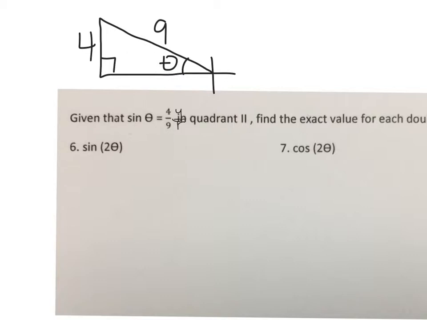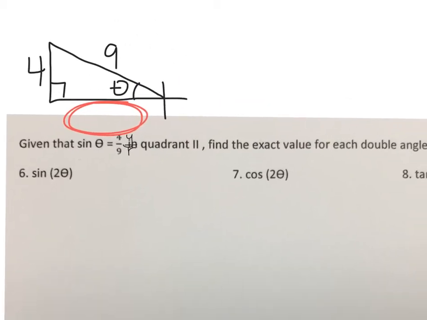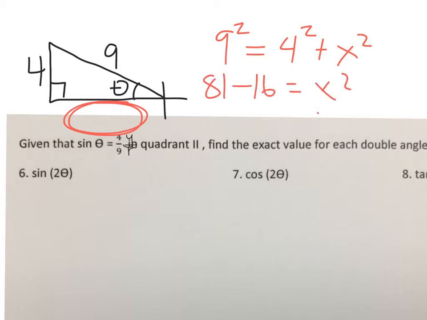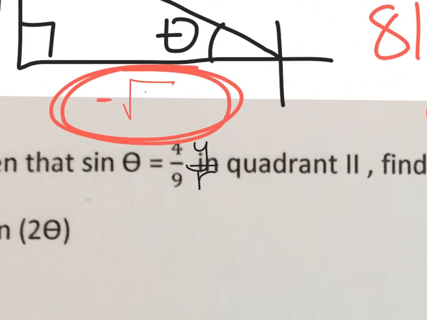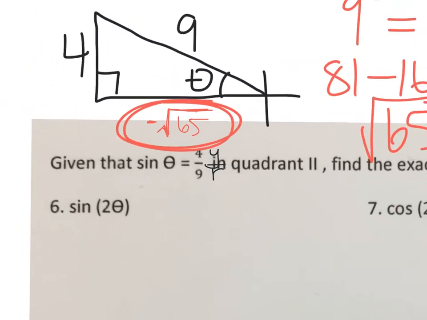So the first thing we have to do in order to figure out these double angles, since they all use cosine, is find the x value so we can have the cosine ratio. So we use our Pythagorean theorem. 9 squared equals 4 squared plus x squared. 81 minus 16. So x is the square root of 65. And because it's in the second quadrant, it is a negative radical. Okay, the Pythagorean theorem won't tell you that, but your knowledge of quadrants and algebra will.